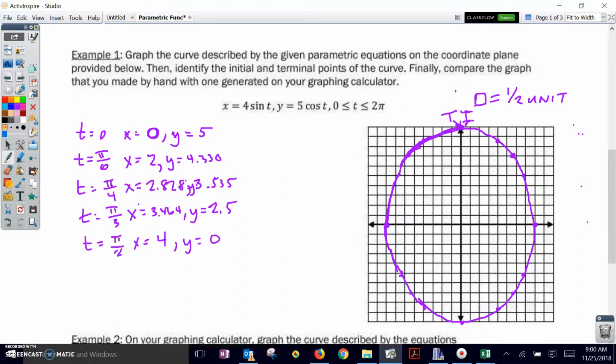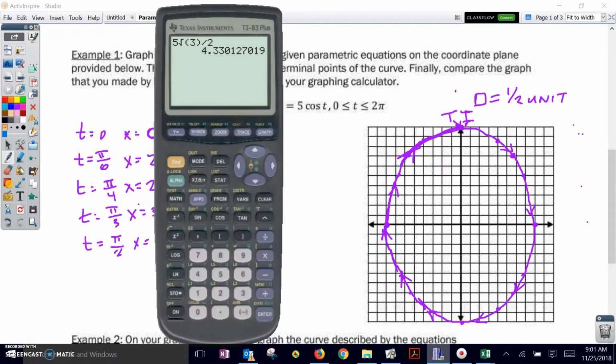And a good idea on a graph like this is to indicate the direction of motion as time passes. And so that's what's going on: the point is going around this curve, starting at the point 0.5 and ending back up at the point 0.5. Alright, now I'm supposed to compare this graph to one I make on my graphing calculator.